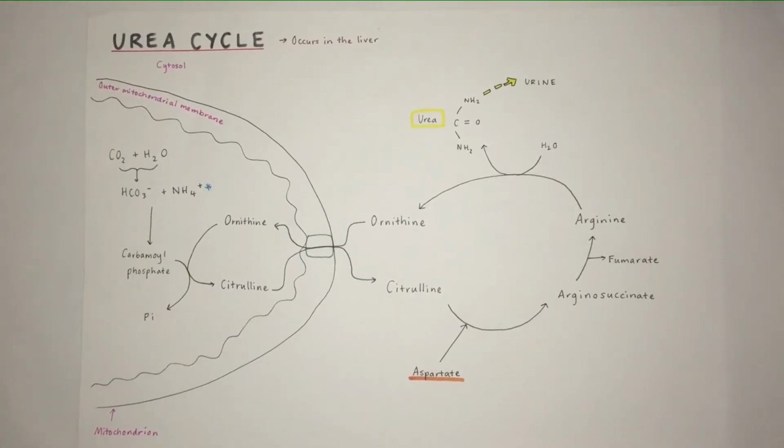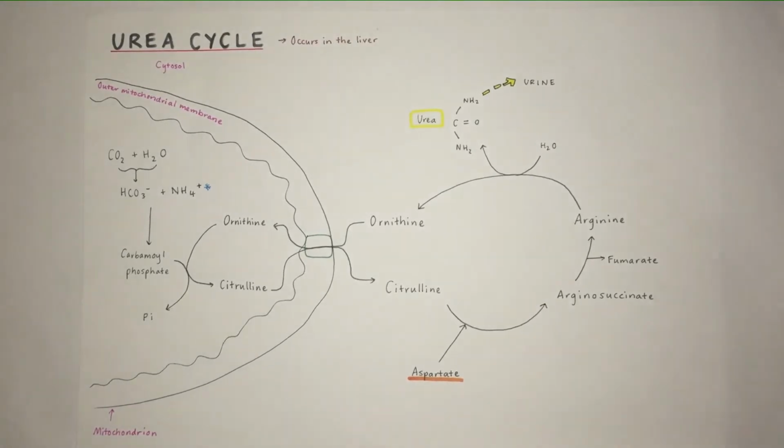In this video, we're going to go through the urea cycle. So let's get started. The urea cycle occurs in the inner mitochondrial membrane space, the outer mitochondrial membrane across that, and into the cytosol.